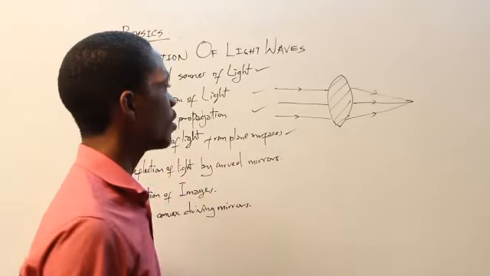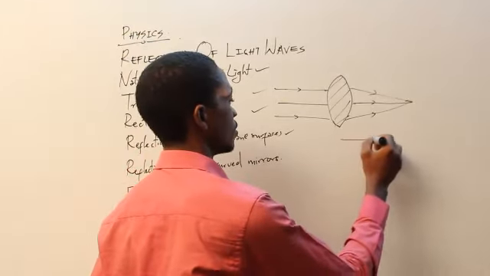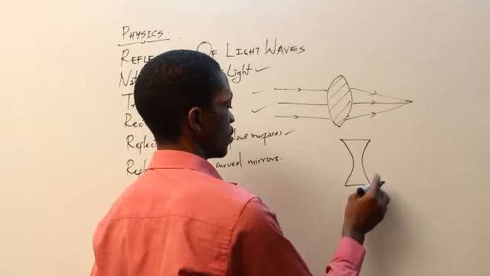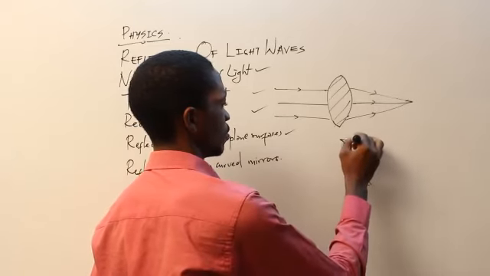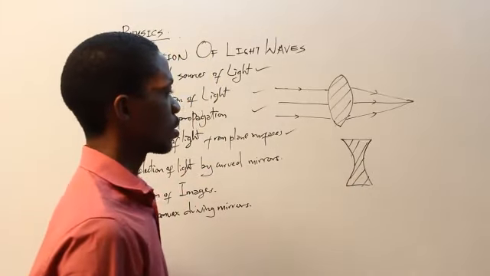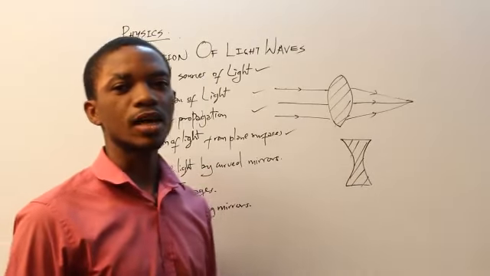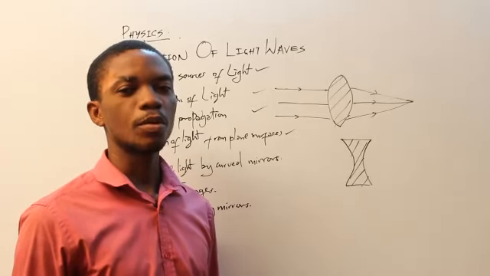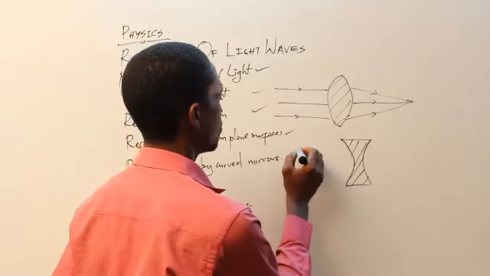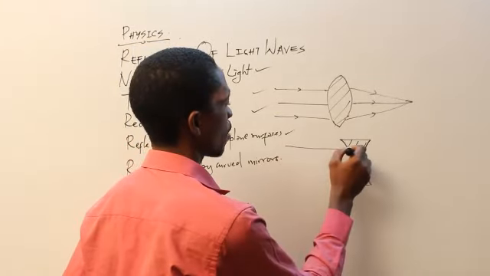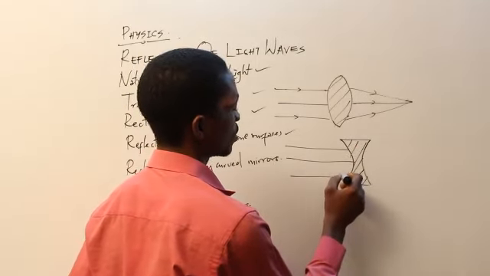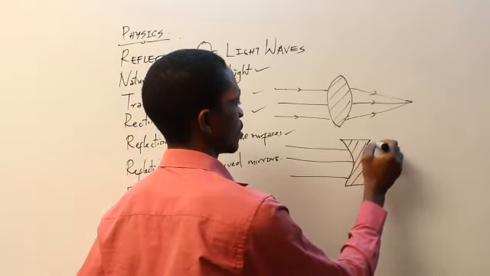Now in the concave lens, it has divergent properties. If the same rays of light approach it, when the light hits the surface, it scatters.